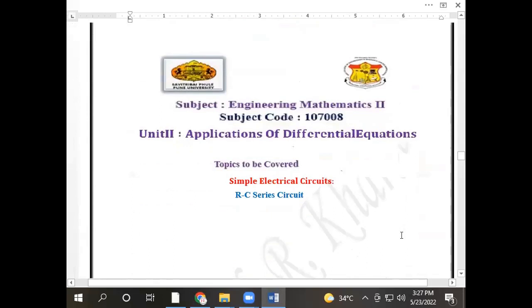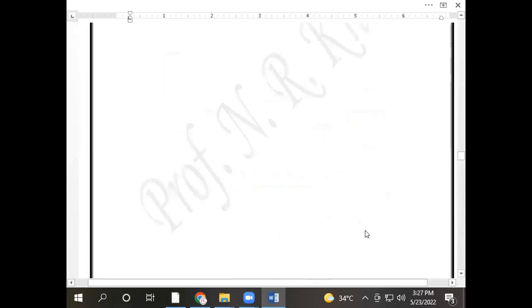Today we will see another application of differential equation: the simple electric circuit. In that, we will see the RC circuit, or RC series circuit. So let's start today's lecture.